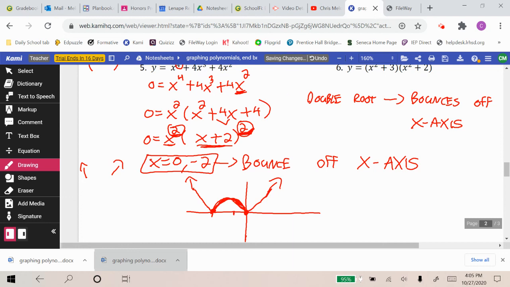All right, so this kind of puts everything together. We can get a rough sketch of a polynomial by first finding the end behavior, then finding the zeros, and then if it's a double root or it's raised to an even power, it's going to bounce off the x-axis.